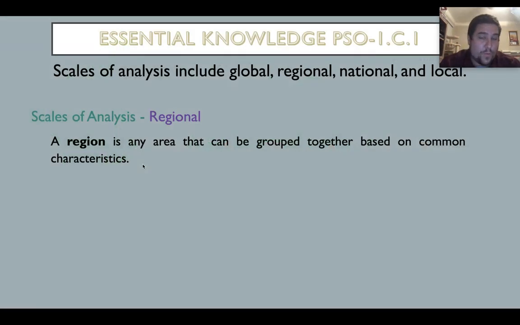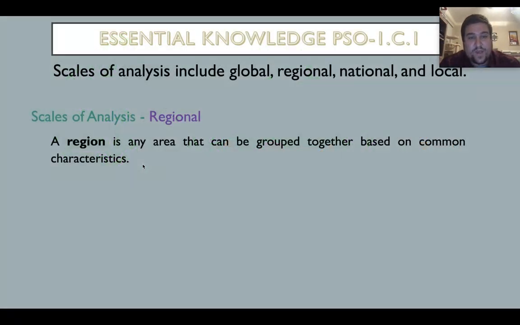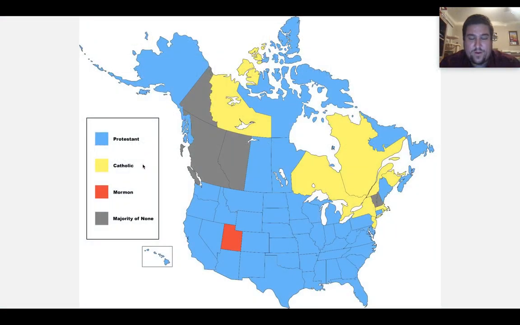So those were global scales. We were looking at the entire globe. Now we're going to move on to a regional scale. And a region is any area that can be grouped together based on common characteristics. So here is North America. So you're seeing United States and Canada. And here what we're seeing is predominantly Protestant, some Catholic regions, the Mormon area in Utah, and that's it. This is a regional map.